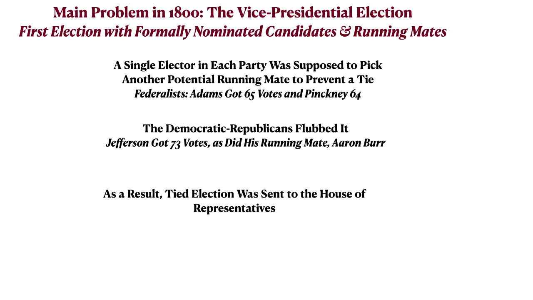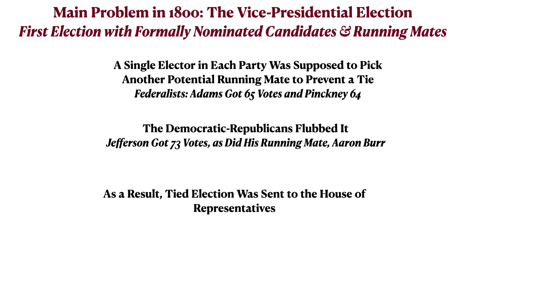But you don't want all those Adams electors to give their second vote to Pinckney, because you don't want them to be tied. You want Adams to have more. And so one of those Adams electors voted for someone else for vice president, so Adams got one more. The problem was the Democratic Republicans flubbed it. You can see Jefferson got 73 electoral votes, so he beat Adams.